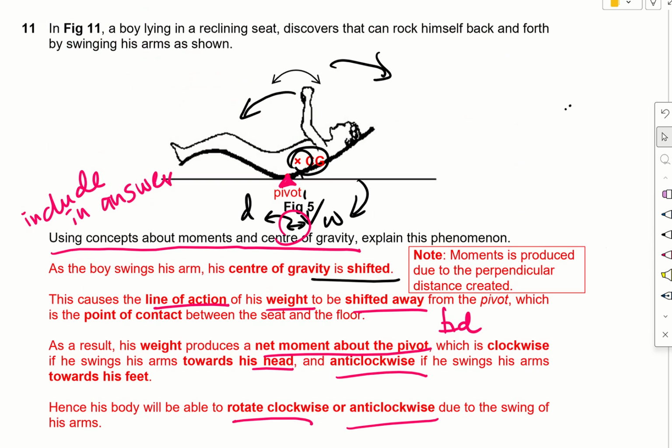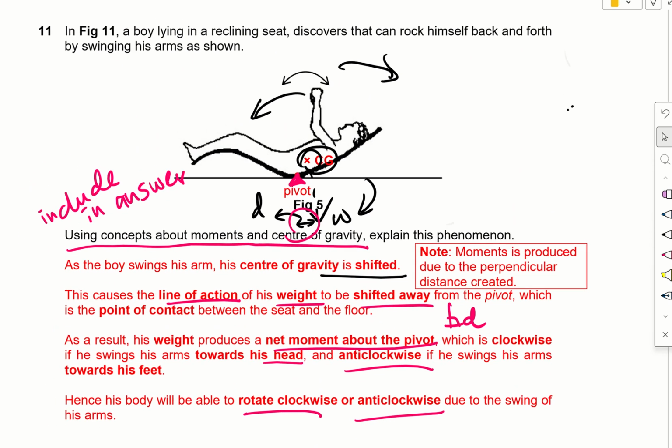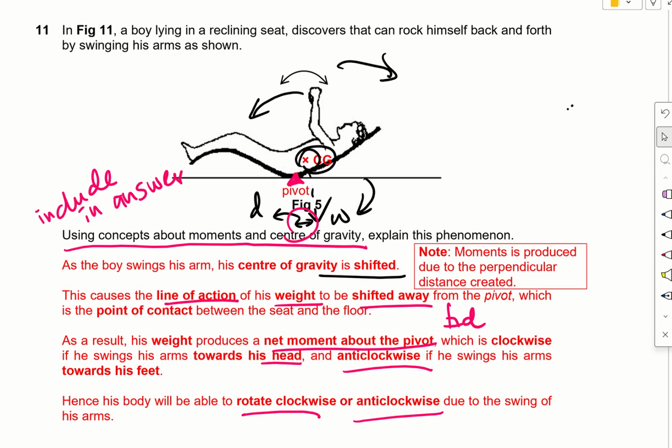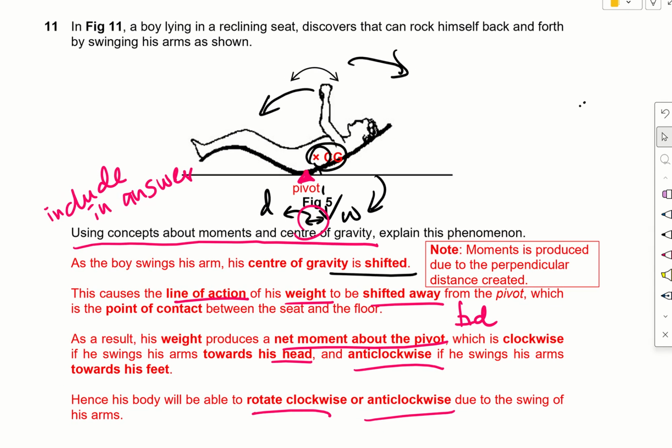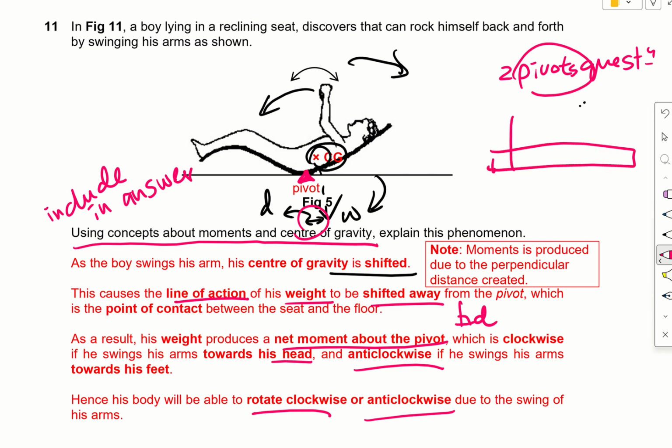So I will say that for moments, the calculation is more simple. Once you follow the 6 steps, it's easier. If you have time, you need to look at the 2 pivot question. There are 2 pivots questions, because for example, if I have a rod supported by 2 points, 2 lines, then this becomes a 2 pivot question.